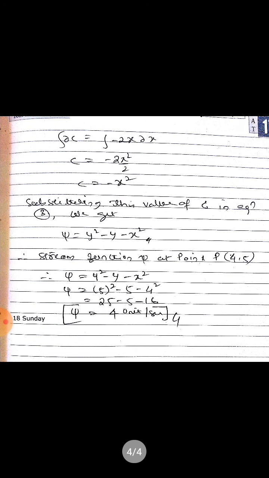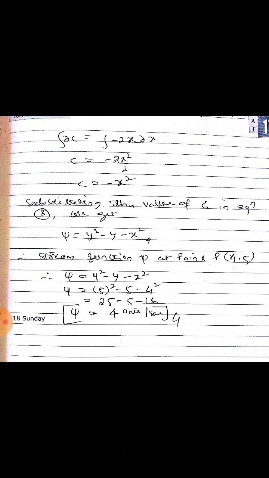So I will differentiate equation 3 with respect to x. Therefore dou psi by dou x equal to dou c by dou x, because y square minus y becomes 0 when differentiating with respect to x. So dou psi by dou x equal to dou c by dou x. I know the value of dou psi by dou x, so substitute that value here. That is minus 2x. Minus 2x equal to dou c by dou x. I want the c value, so once again I will integrate the above equation. I will get the c value as minus x square.